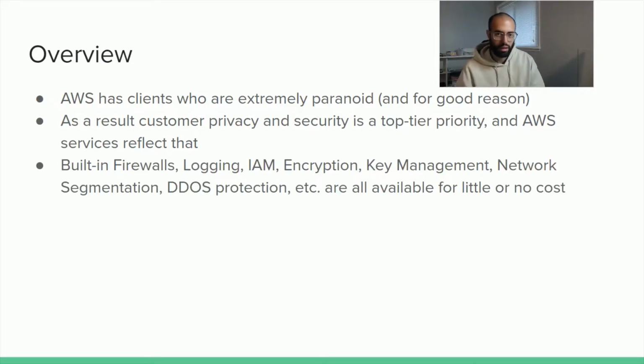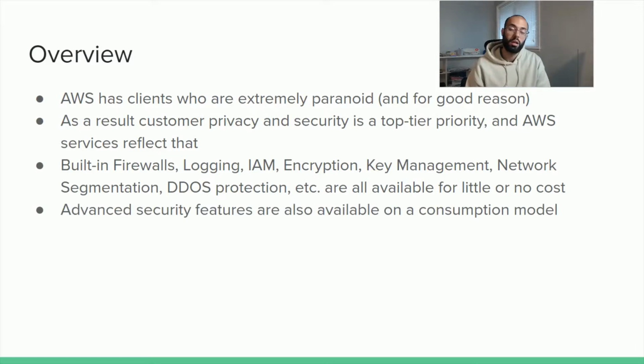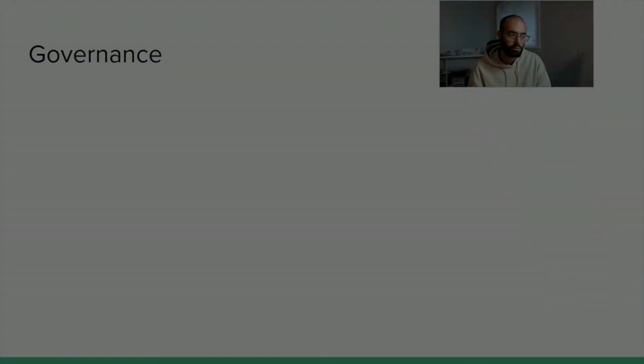Throughout this little series on security, we're going to be talking about identity and access management, logging, encryption, firewalls, key management, segmentation, DDoS protection, you name it. Everything that comes with security considerations AWS offers. A lot of those advanced features come ready-made if you have a certain tier of AWS subscription. Otherwise, you can get some of them on a consumption model where you pay only for what you use.